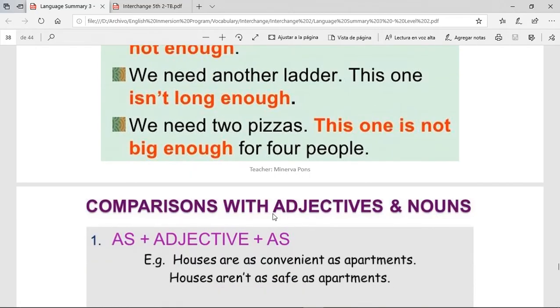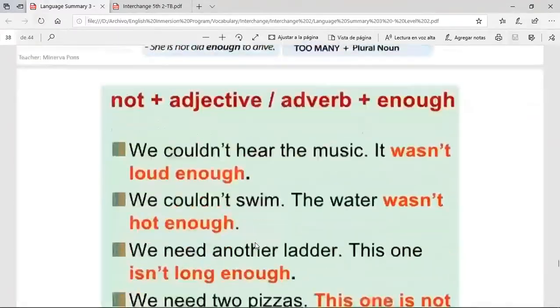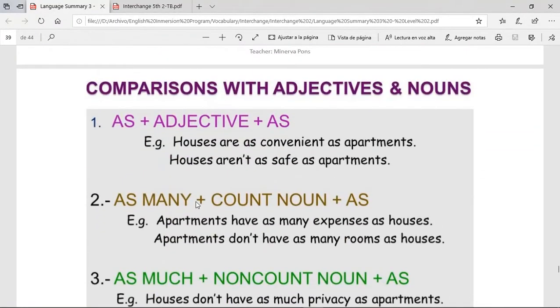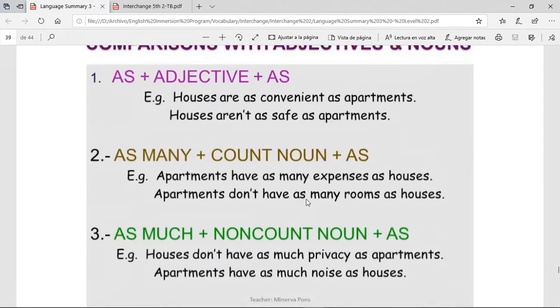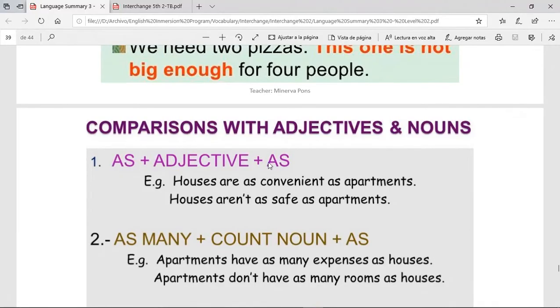Now let's see some comparisons. All of these were ways to make evaluations, but now let's see some comparisons. And this is when people can get a little bit confused, so this is really important. We can make comparisons with adjectives and with nouns, both count nouns and non-count nouns. This is the as plus adjective plus as. When you use the as structure, you're saying that a thing is in the same way or in the same aspect as another thing.